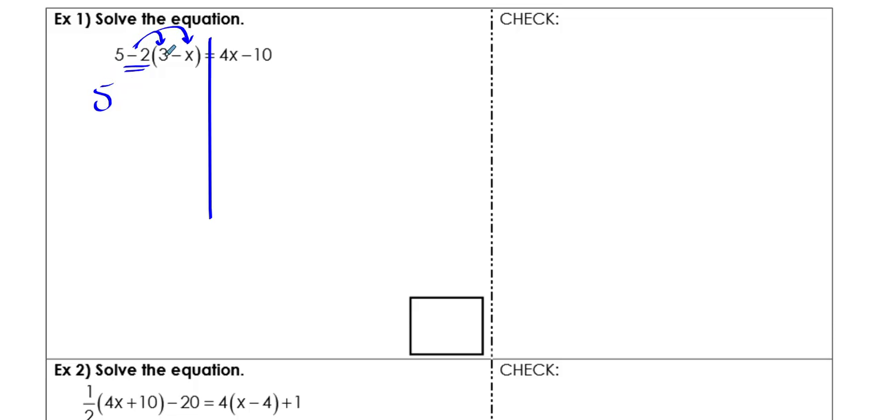Negative 2 times 3 is negative 6. That comes down to make our minus 6 here. Then negative 2 times negative 1x becomes a positive 2x. Negative 2 times negative 1x is a positive 2x, so that comes down as a plus 2x. On the right side, there's nothing to combine there. That one has an x, that one doesn't, so we just leave that alone.